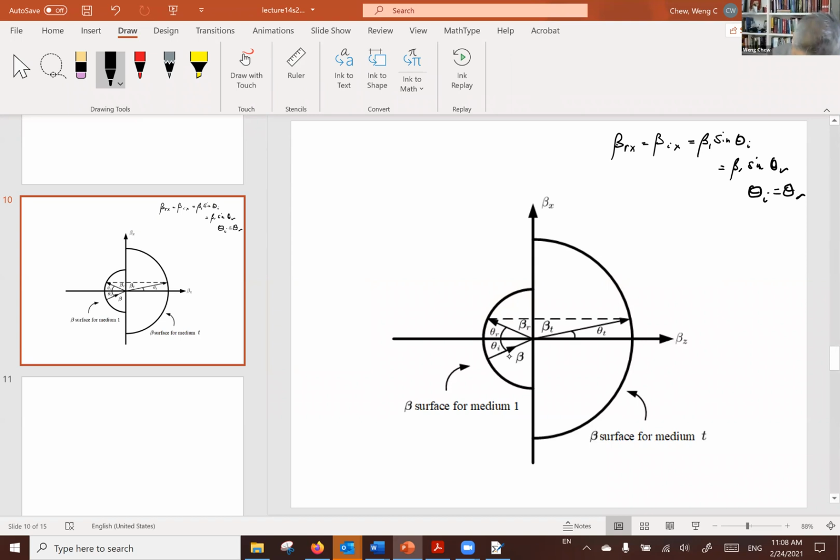This is the simple law of reflection. And if you look at this equation again, you will see that beta Tx must be equal to beta Ix. And this says that beta T or beta 2 sine theta T is equal to beta 1 sine theta 1, or sine theta I. And this is just Snell's law. Okay, this is just Snell's law.